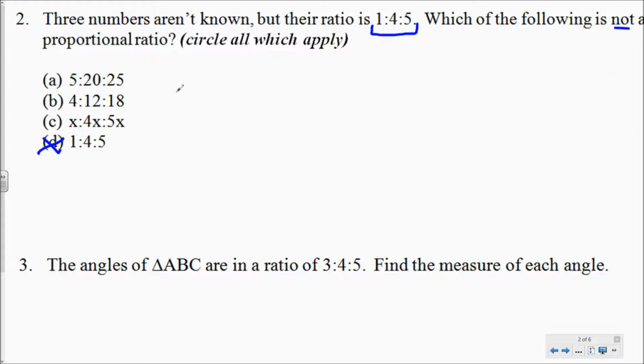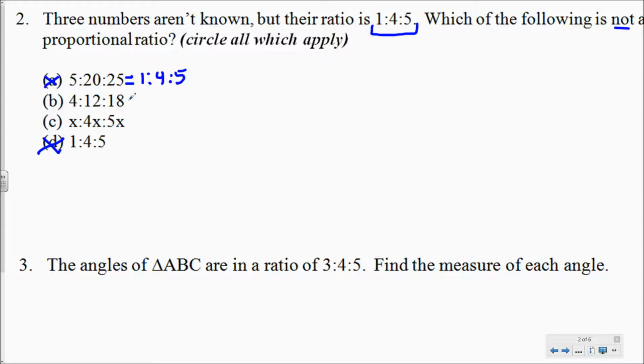Well, to do that, let's just reduce each of these ratios to their simplest form to compare them. So 5 to 20 to 25 shares a common factor of 5 between each of those numbers. 5 goes into 5 once, 5 goes into 20 4 times, and into 25 5 times. So this is definitely proportional to our given ratio, so that's also not the one I'm looking for.